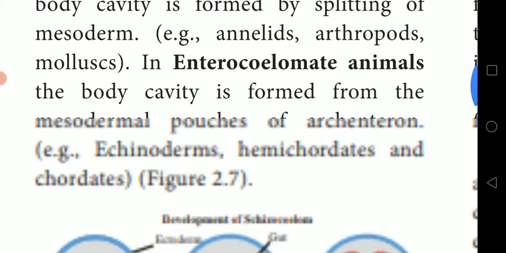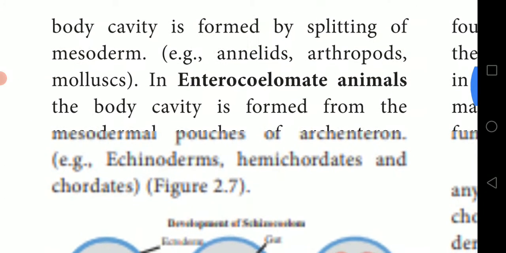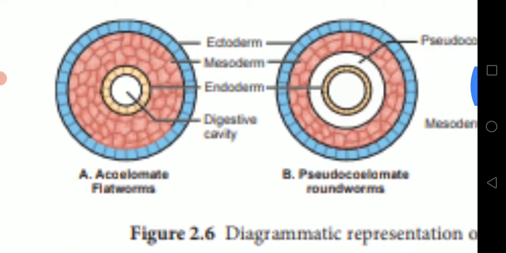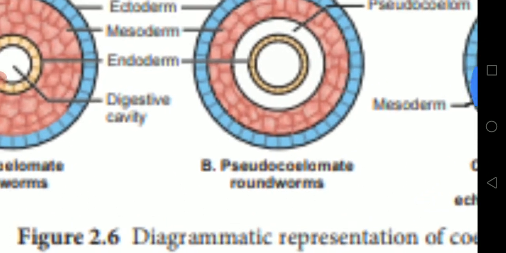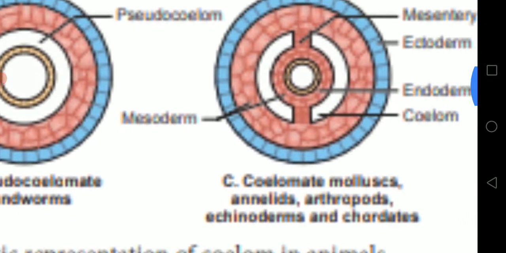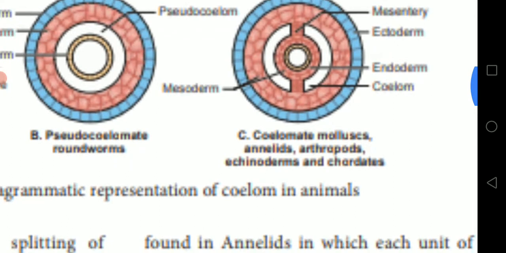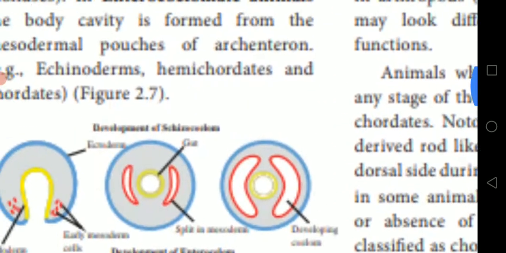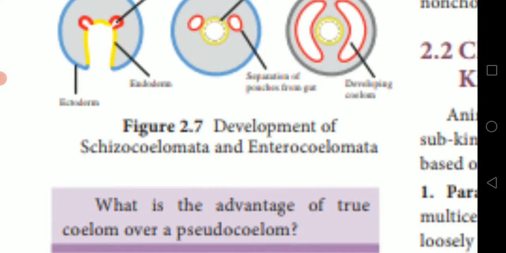And the next one, enterocoelomates. In enterocoelomate animals, the body cavity is formed from the mesodermal pouches of the archenteron. Examples: echinoderms, hemichordates, and chordates. So in enterocoelomates, the body cavity is formed from the mesodermal pouches of the archenteron.